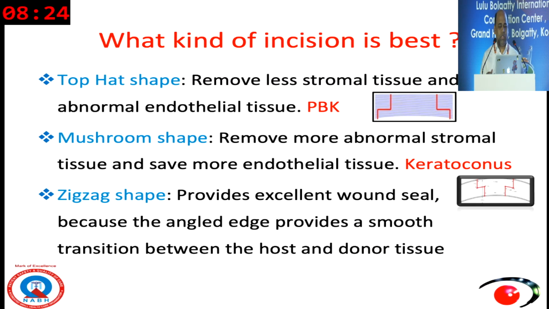How to choose which shape should be used for which kind of problem? The top hat shape removes less stromal tissue and more abnormal endothelial tissue, so it is a good shape for PBK cases. The mushroom shape removes more abnormal stromal tissue and saves more endothelial tissue, so keratoconus is a good indication for this shape. The zigzag provides excellent wound seal, because the angled edge provides a smooth transition between the host and donor. So the apposition is good, and it can be tried in any case.